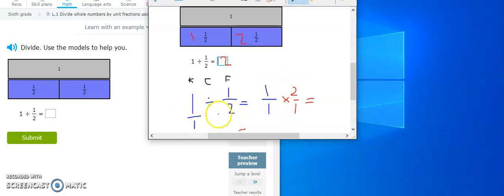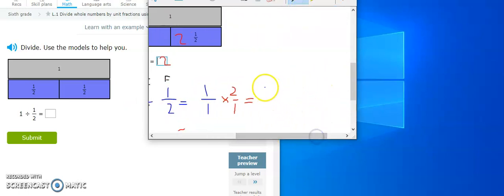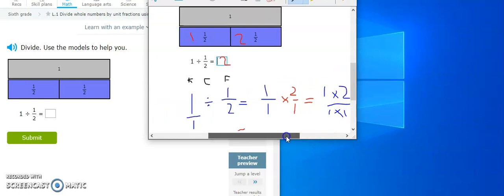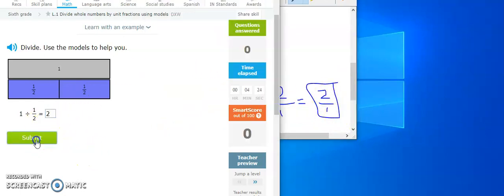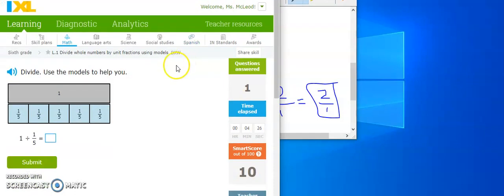Okay. So again, I kept the 1 over 1 the same. I changed the divide to a multiply sign, and then I flipped the 1/2 to 2 over 1. So when I solve for that, I do 1 times 2, which is going to be my new top number, and 1 times 1 is going to give me my answer on the bottom. So my final answer, 1 times 2 is 2, and 1 times 1 is 1. So that's just a way to check what I saw in the picture, that 2 over 1 is the same as 2. And that's my answer.